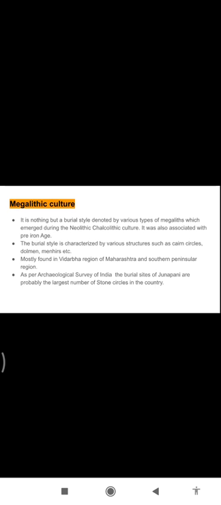Mostly it was found in the Vidarbha region of Maharashtra and in the southern peninsular region. Now, as per the Archaeological Survey of India, the burial sites of Junapani probably have the largest number of stone circles in the country.